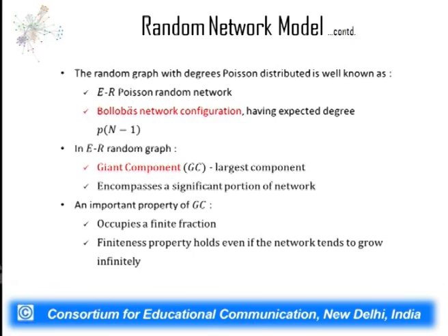And another important property that GC has is that GC will always occupy a finite number of nodes. It's a finite fraction. And this finiteness property will hold even if the network model, that is a graph, tends to grow infinitely, because all the nodes are not going to get connected, because that is not practical.